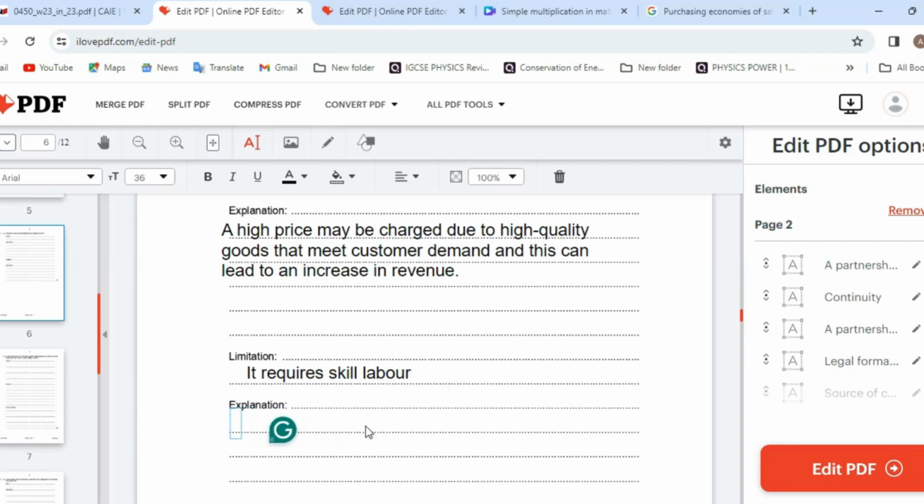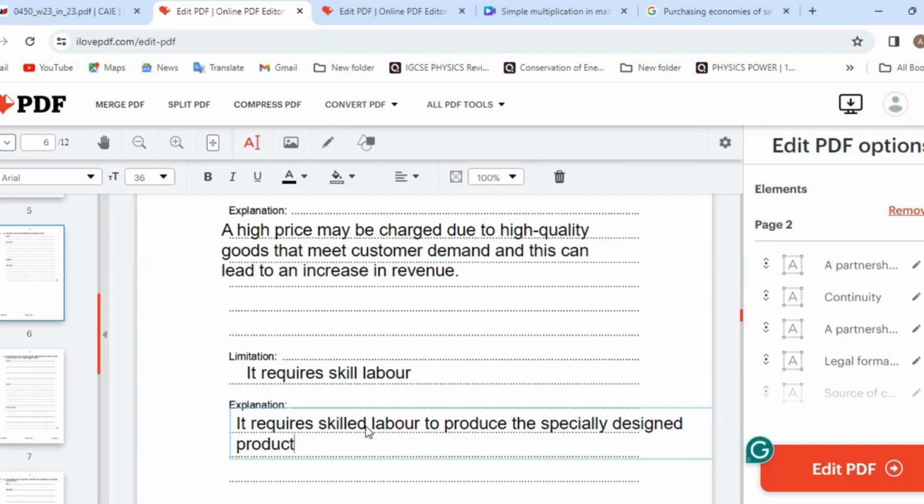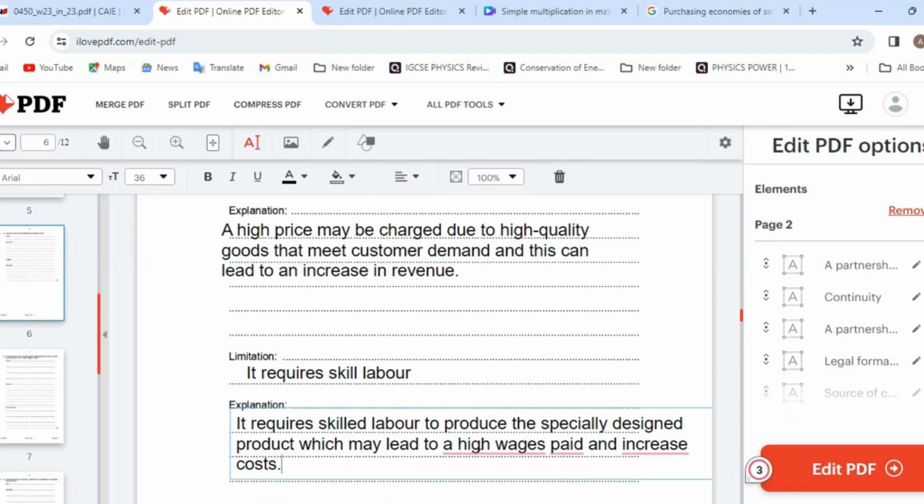Having skilled labor, of course, higher wages will be paid, and that will actually increase cost. Let's say it requires skilled labor to produce the specially designed product, which may lead to a high wage paid and increased cost.